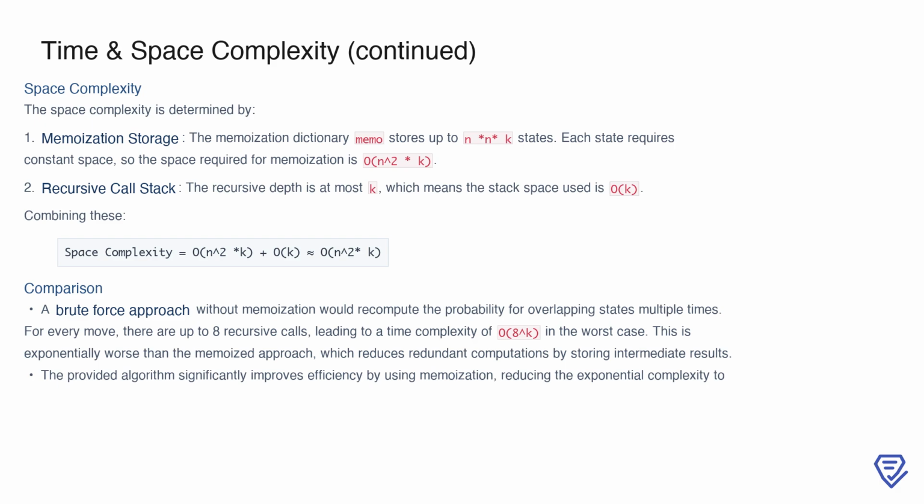Comparing this to a brute force approach without memoization, we see a significant improvement. A brute force method would involve recomputing probabilities for overlapping states, resulting in an exponential time complexity of O(8^k), as each move generates up to 8 recursive calls. By leveraging memoization, the provided algorithm avoids redundant computations and achieves a polynomial time complexity of O(n²*k).